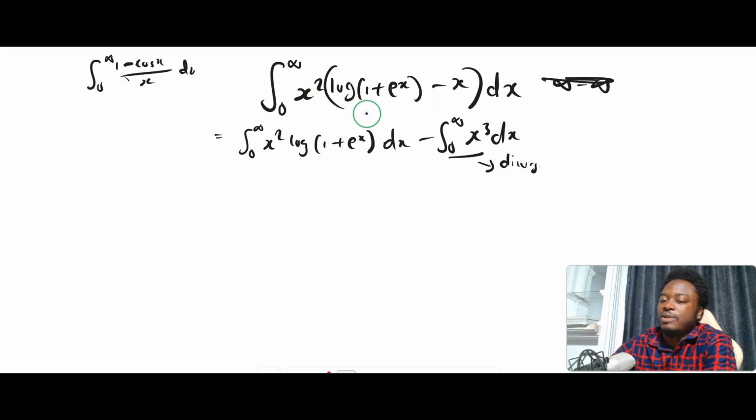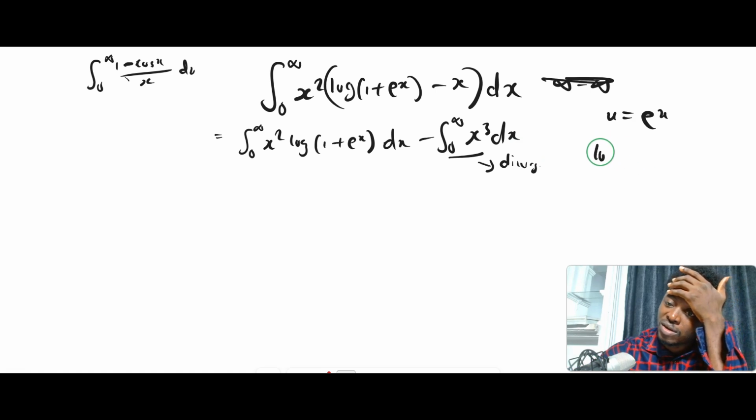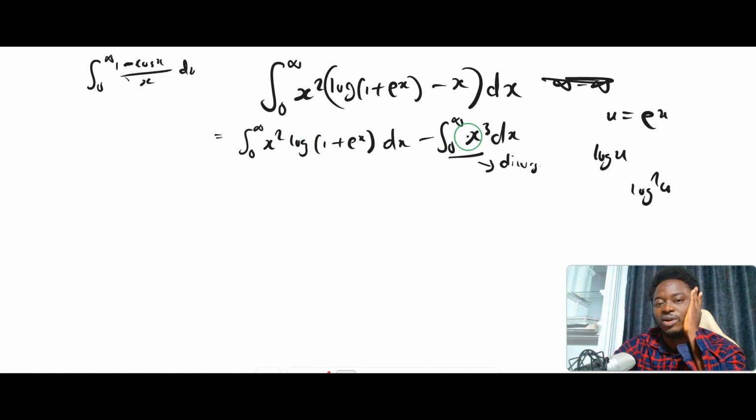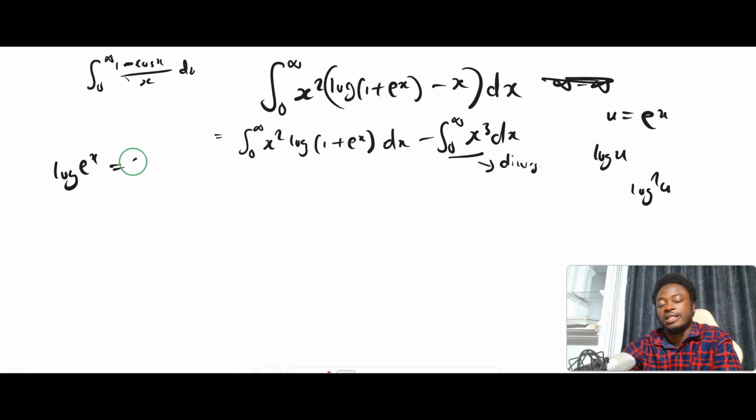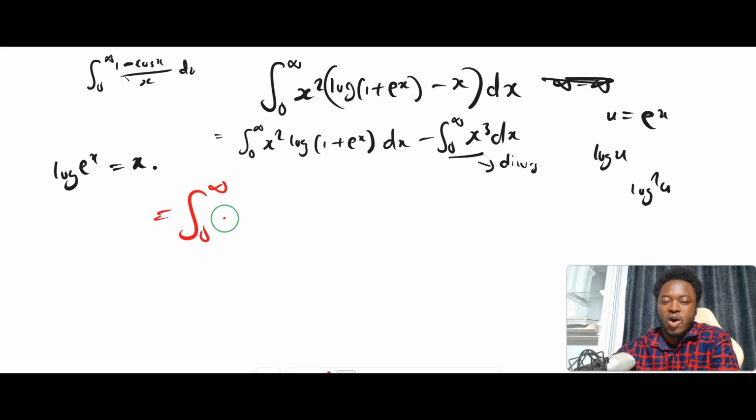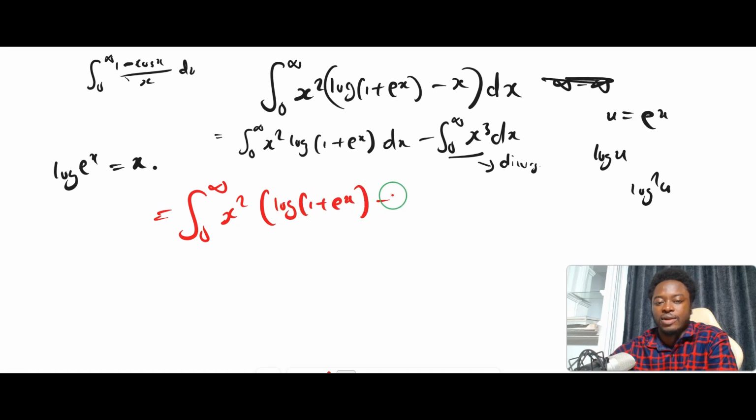Another thing that comes to mind is to take u to be e to the x, but the problem is that x becomes log u, so x squared becomes log squared u, and this is not easy to handle. So we are going to use a trick: the logarithm of e to the x is equal to x. So this integral becomes the integral from 0 to infinity of x squared times the logarithm of 1 plus e to the x, minus the logarithm of e to the x, dx.